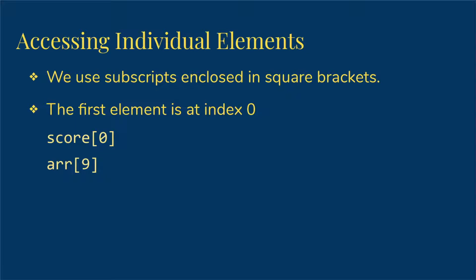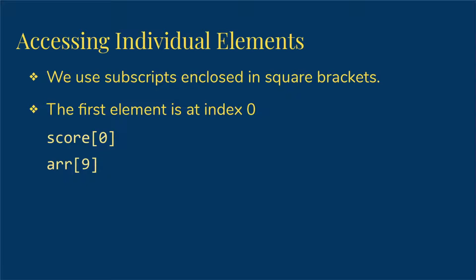The first element in the array is at index 0. So this is just like our strings. In fact, I'll tell you a secret: a string, inside that object string, there's an array of characters. And that's why they start at 0. So the first element is at index 0.